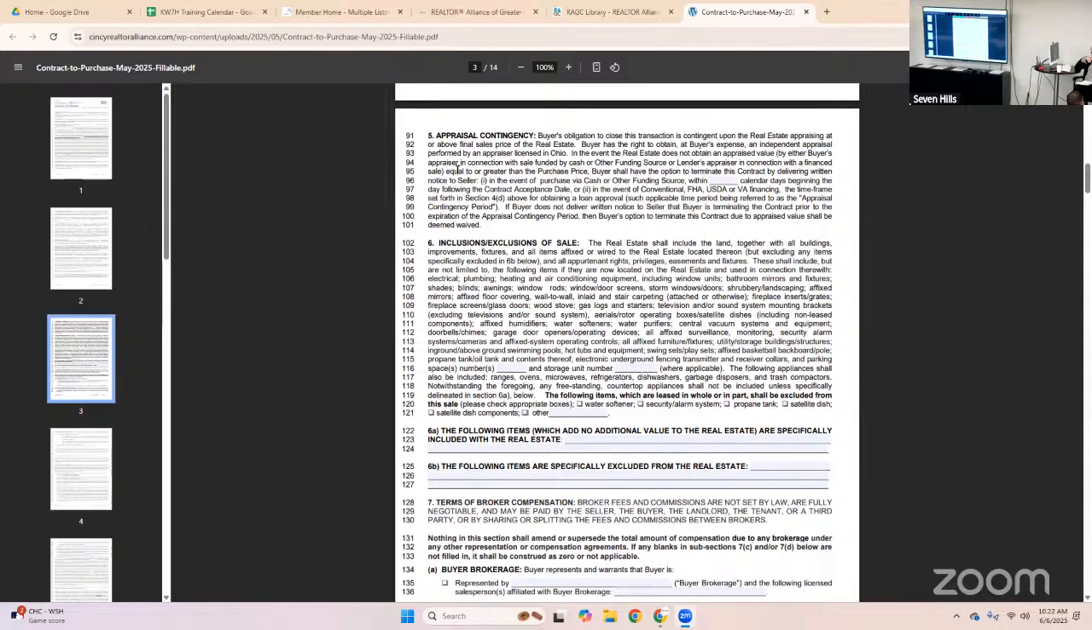Whenever you're looking at this above in section 4, let's look at 4D. The time frame is that section of 4D above for obtaining a loan approval, such applicable time period being referred to as the appraisal contingency period. So what they're saying is that the loan approval time is the appraisal contingency period. That changes typically only if it's going to be a cash buy that you decide to do an appraisal on, et cetera, that kind of thing.